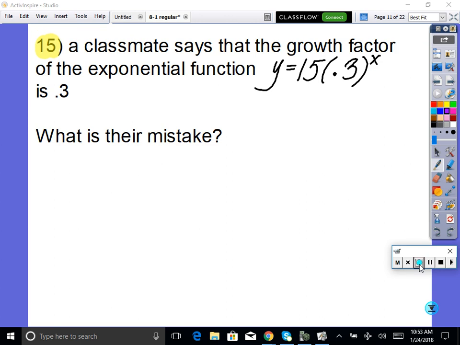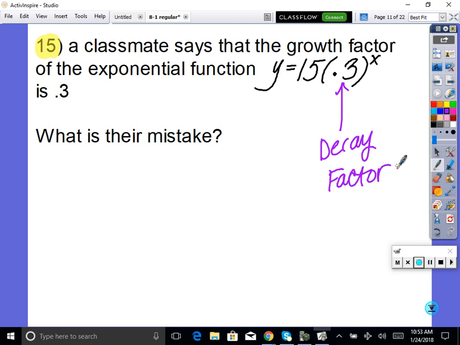Go. It says, let's see if you guys can detect the student's error, which actually happens. This is a true one. I added this one on here because I heard two people talking last year. It says, a classmate says the growth factor of the exponential function is 0.3. What is their mistake? Yes, 0.3 is less than 1. It's a decay factor.